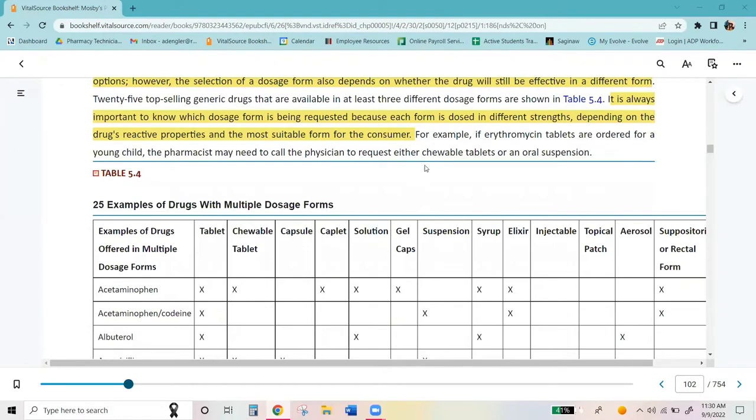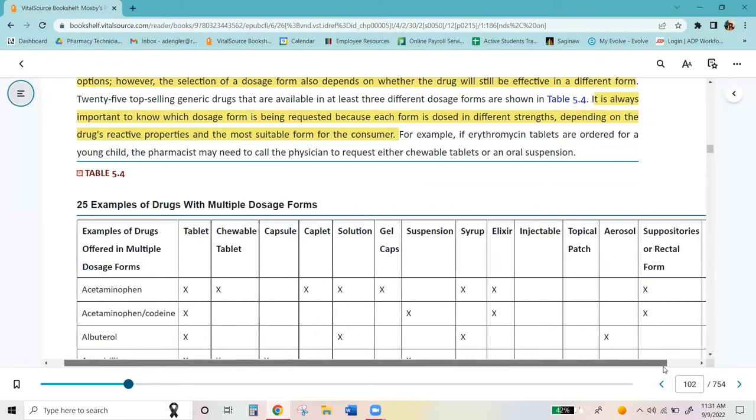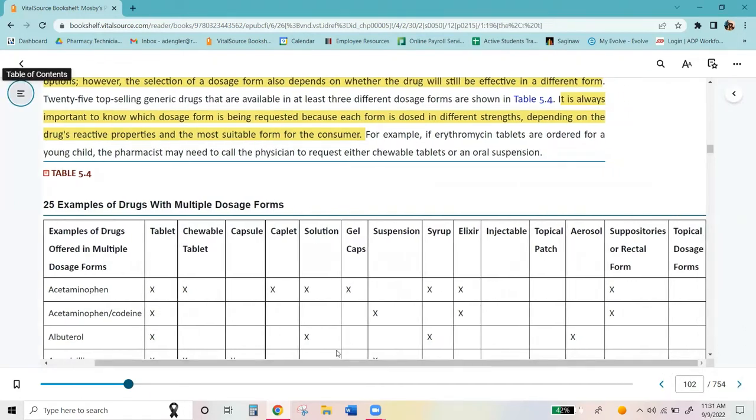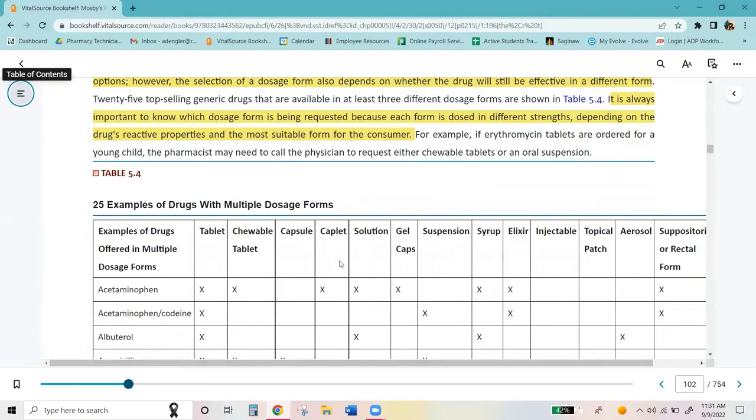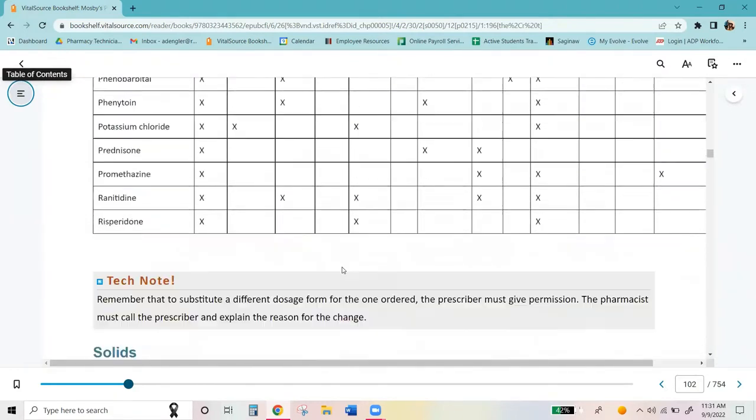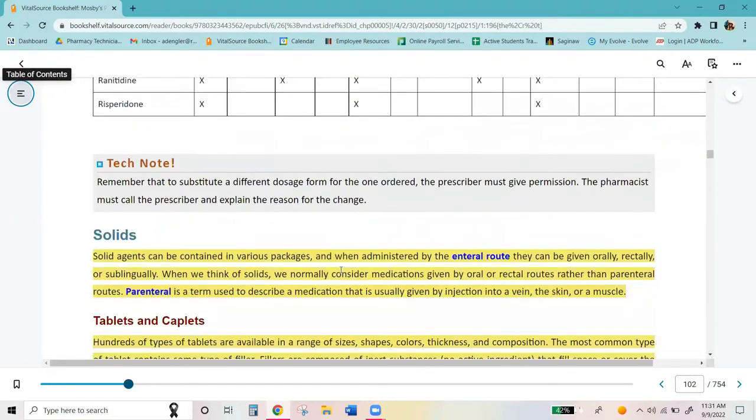Here is a list of 25 drugs that have multiple dosage forms. So wherever the X is, you can see all the different dosage forms. The first one is acetaminophen, which is just normal Tylenol. And you can see there are quite a few different dosage forms. So you can review that chart.